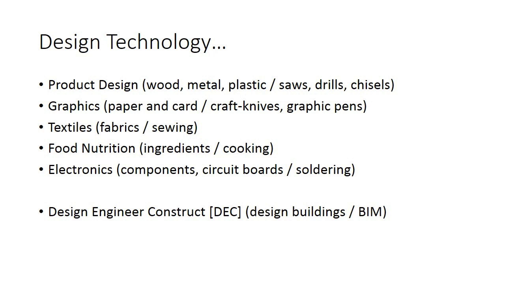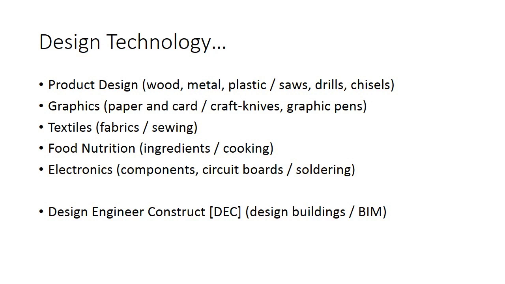So what is designing technology? Well, at Heathcote School, design and technology comprises 6 different subjects. You will do product design. That's where you use wood, metal and plastic to create new and exciting products using tools such as saws, drills and chisels, as well as lots of different workshop machinery. Graphic design is where you use paper and card to create compliant material products.